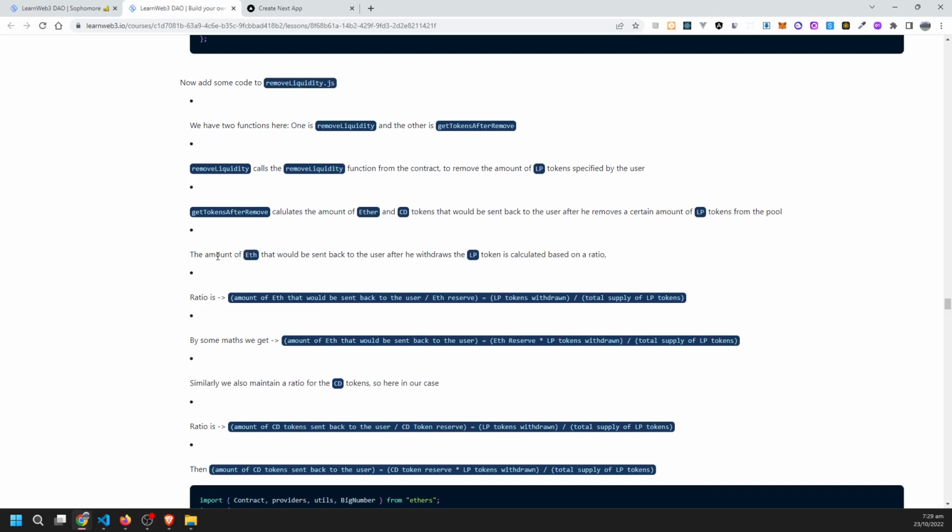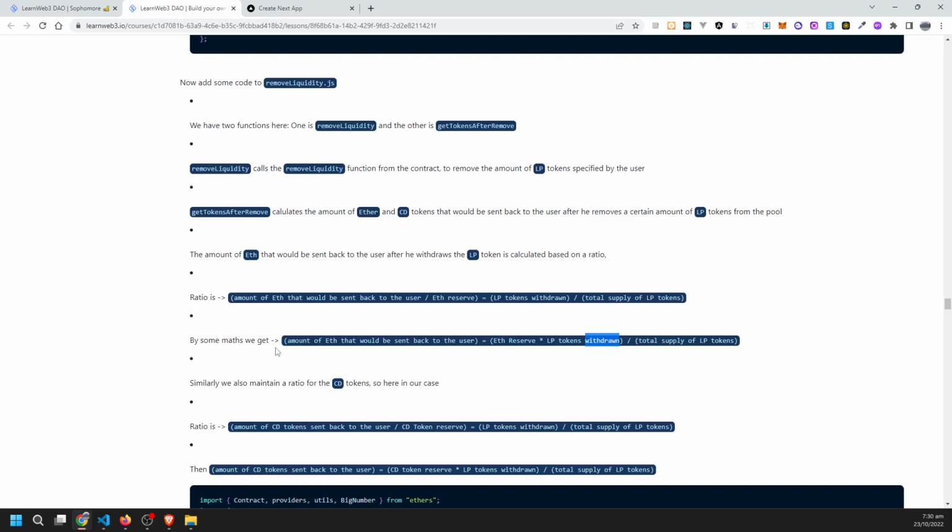The amount of Ethereum that would be sent back to the user after the withdrawal of the LP tokens is calculated based on a ratio. The ratio is: amount of ether that would be sent back to the user divided by ether reserves equals LP tokens withdrawn divided by total supply of LP tokens. So the amount of Ethereum that would be sent back to the user equals Ethereum reserves multiplied by LP tokens withdrawn, divided by total supply of LP tokens.